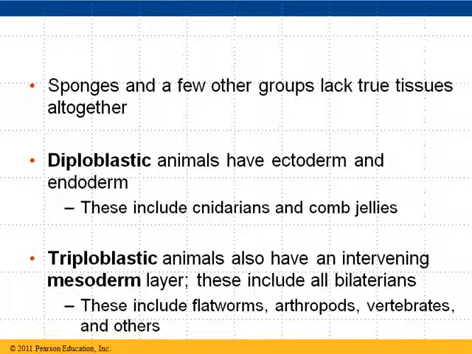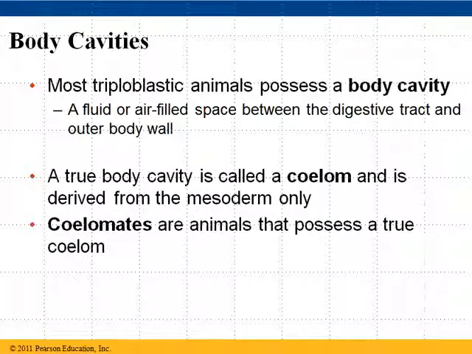Another way that we can categorize animals is based on their interior body cavity. Most triploblastic bilaterian animals also possess what we call a body cavity, which is a fluid or air-filled empty space basically between the digestive tract and the outer body wall. So think of that inner mesoderm layer. You have this opening, this body cavity.